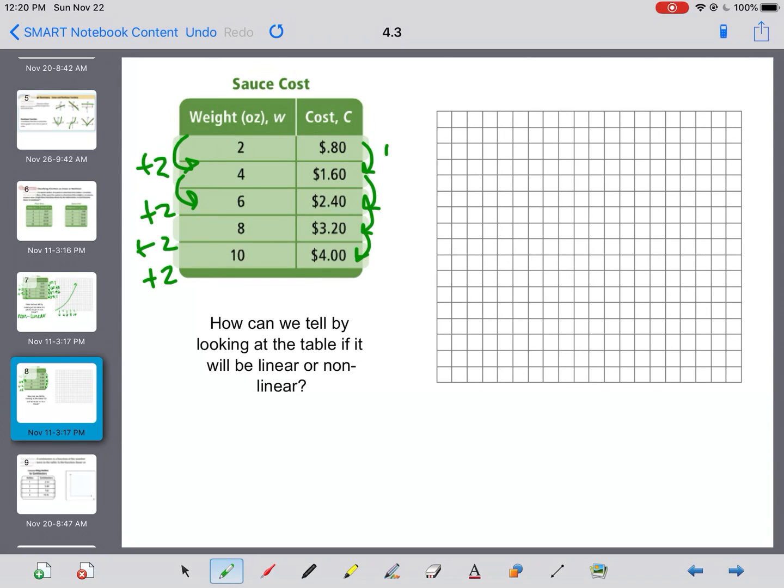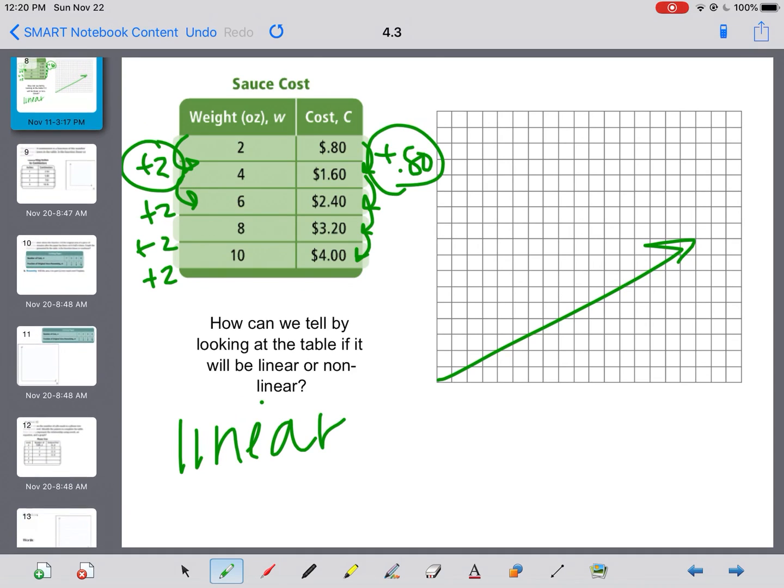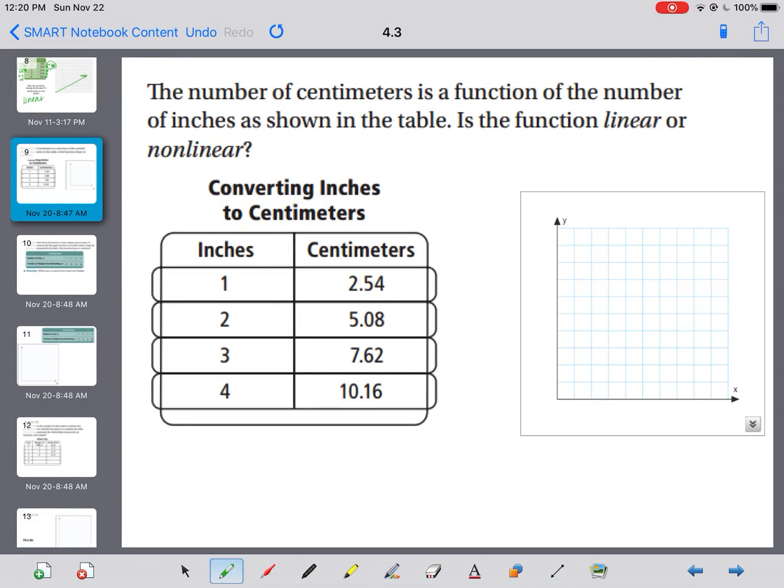Now we'll go to the sauce cost. This one is also adding 2 every time. And on this side, much more friendly. It looks like we're adding 80 cents each time. Because this does have a constant change, it's 80 cents for every 2 ounces. That means this one is going to make a straight line. This will be linear. It would look something like this. Perfect. So, reminder, linear means it has the same constant change in both the x's and y's. Nonlinear means that it doesn't.